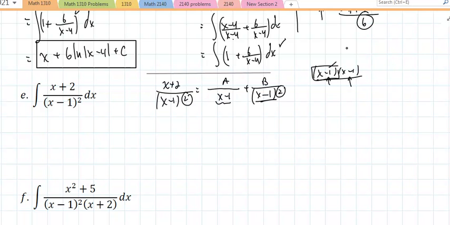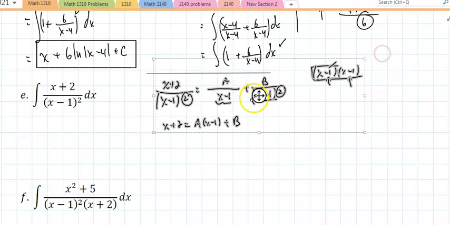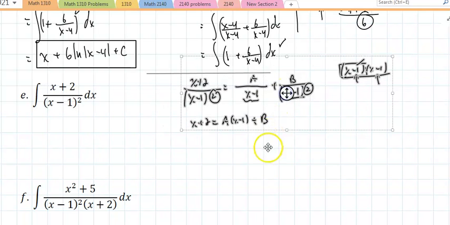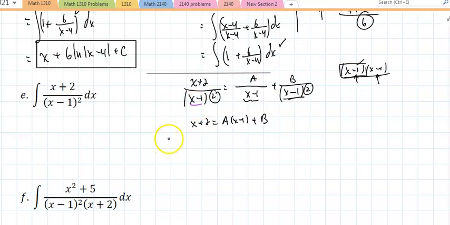Now what? The same as before. Clear the fractions. There it is. Now, which values of x are you going to choose? Well, what's the domain? The domain: x cannot be 1. Let x equal negative 1.